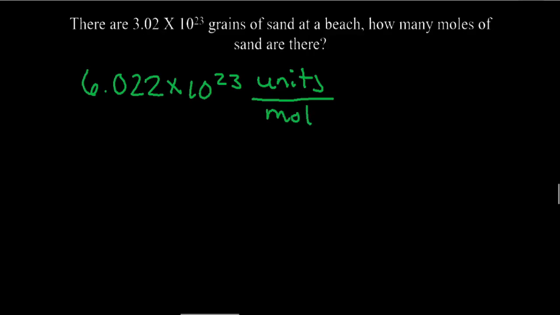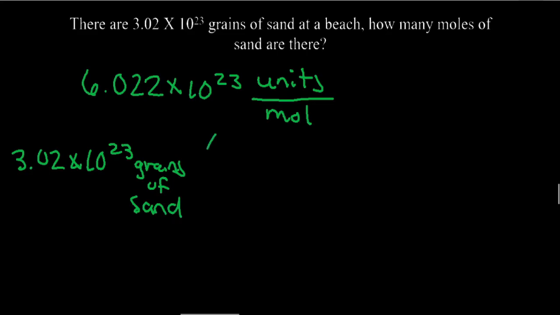Once again, it's in units per mole. So to get this problem started, we're going to write out what we know, that we have 3.02 times 10 to the 23rd grains of sand. There we go. And we are going to set up a conversion where we want to be left with moles. So in order to not have moles cancel with our grains of sand, we're going to put it on the top, and then we're going to put our Avogadro's number at the bottom.